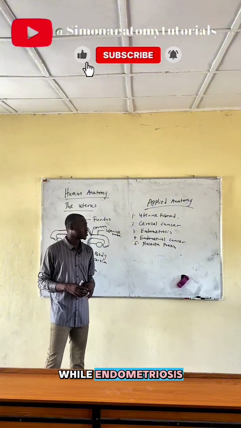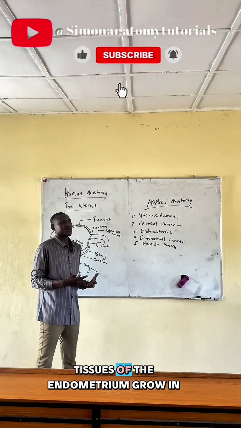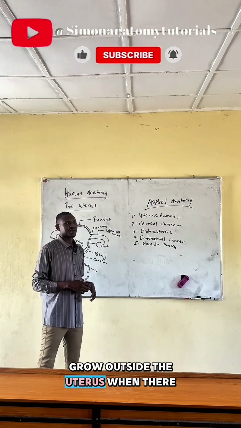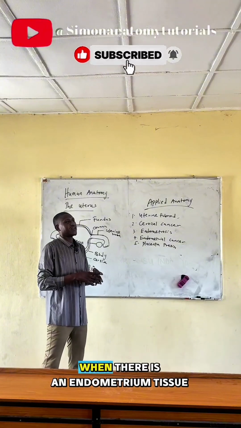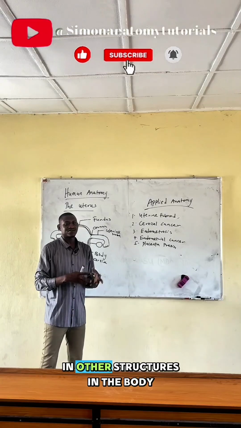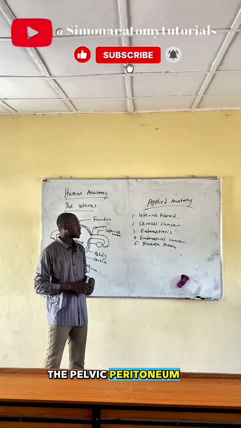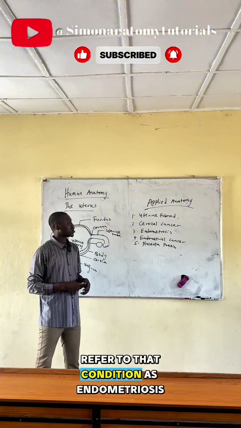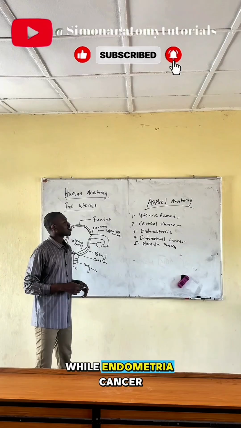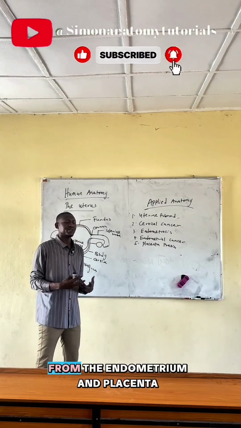While endometriosis is a clinical condition whereby the tissues of the endometrium grow outside the uterus. When there is endometrial tissue in other structures in the body, such as the ovaries and even the pelvic peritoneum, we refer to that condition as endometriosis. While endometrial cancer is a malignant cancer that develops from what? From the endometrium.